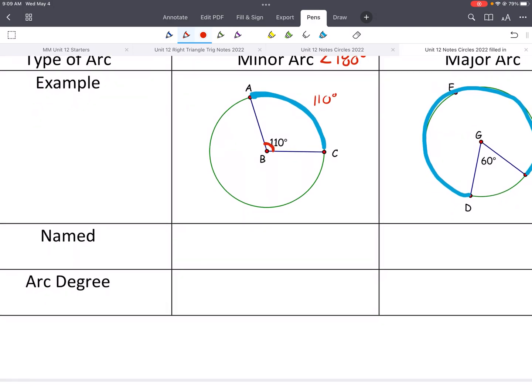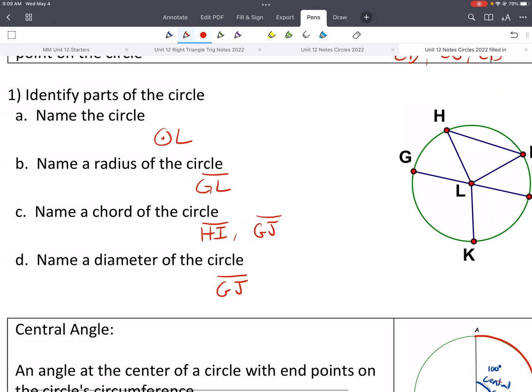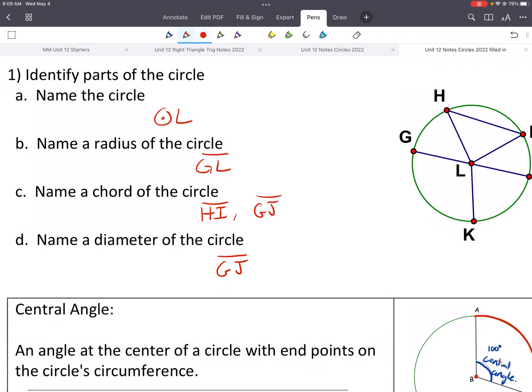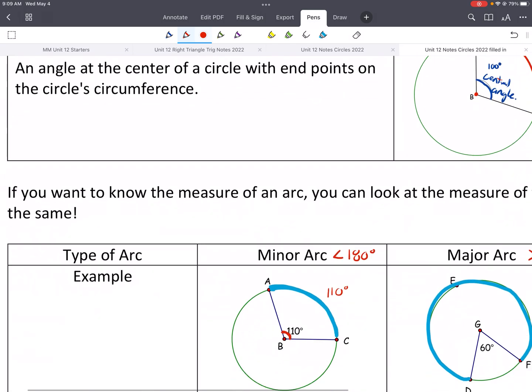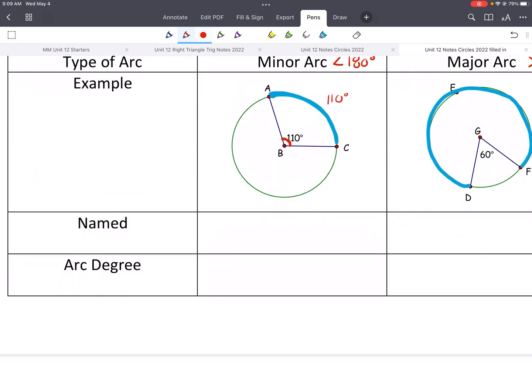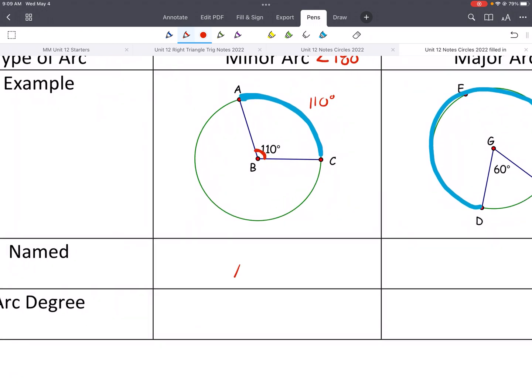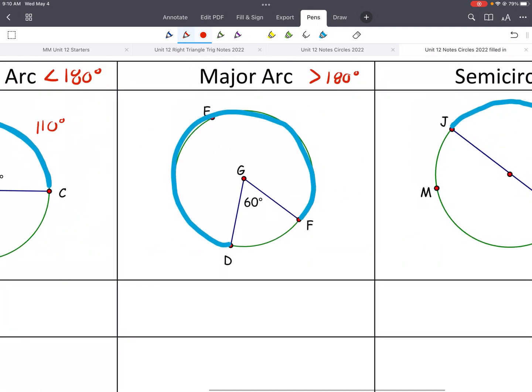And how do we name it? Just like we talked about with the circle and how to name the radius or the diameter, the chords, these line segments, how do we write it down for an arc? So this arc would be arc AC, and to mark it as an arc, we put an arc symbol on top of it. So it's like part of the circle, okay? And here we said that the arc degree is 110 degrees.